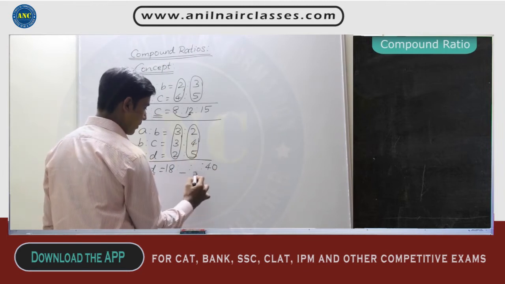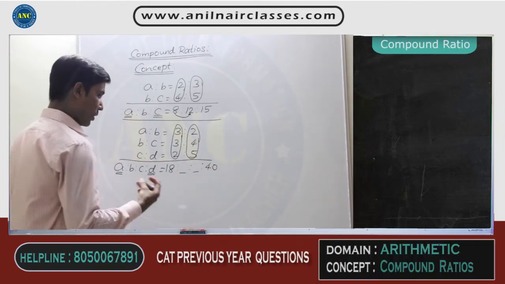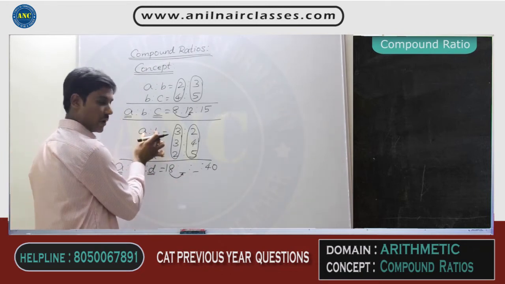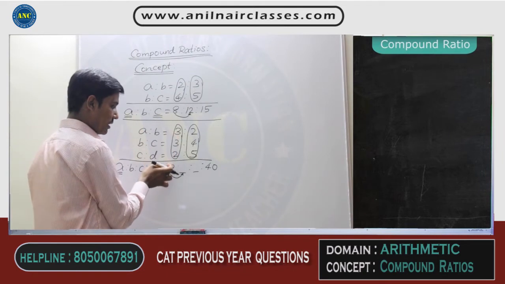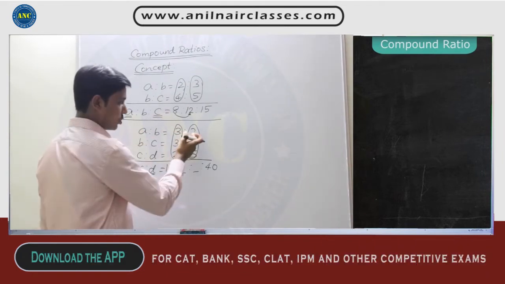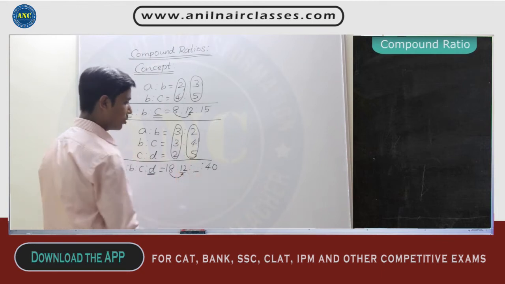Now there are two variables missing, B and C. Compare with original values. This is A is to B. Compare with original A is to B. Originally the A value is 3, but here it is 18. 3 is becoming 18, multiply by 6. 2 also multiply by 6. 2 into 6 is 12.